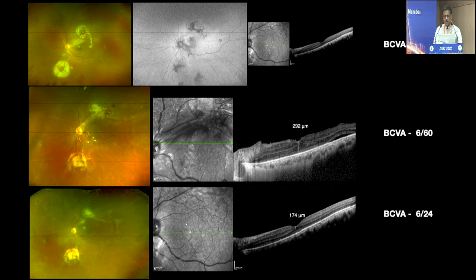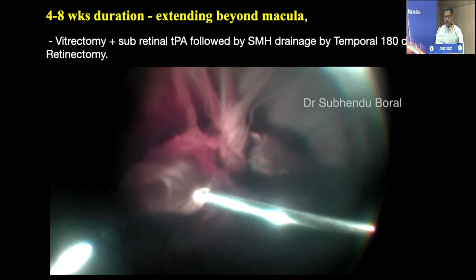Postoperatively, you see slowly there was ERM formation that happened after 3 months of the surgery. So then I removed the oil and did ERM removal. You can see the patient finally gained 6/24 vision.